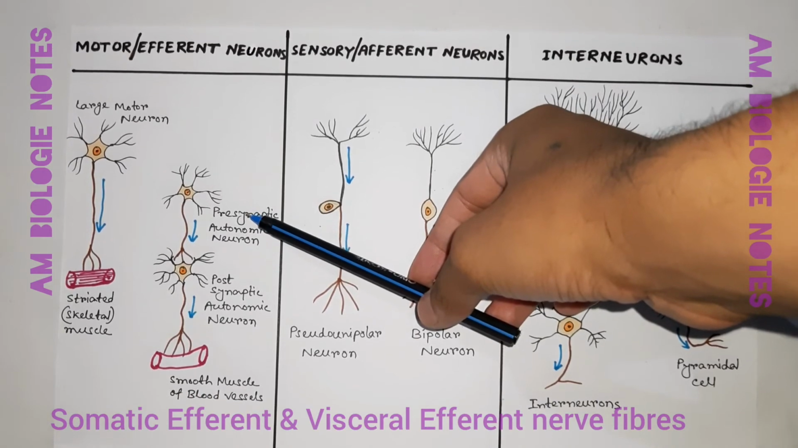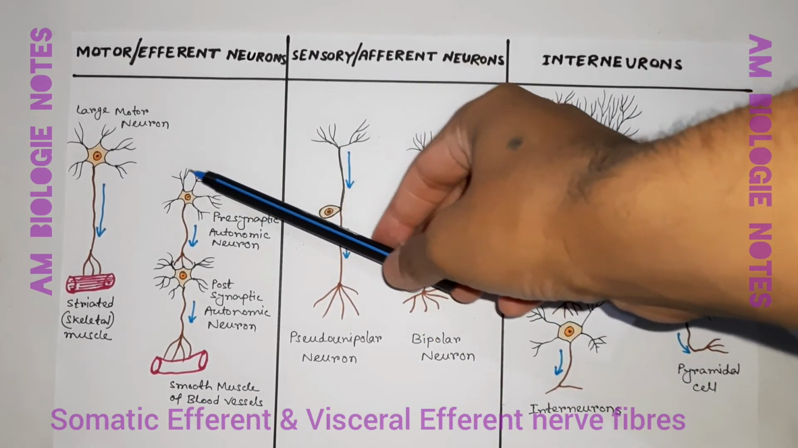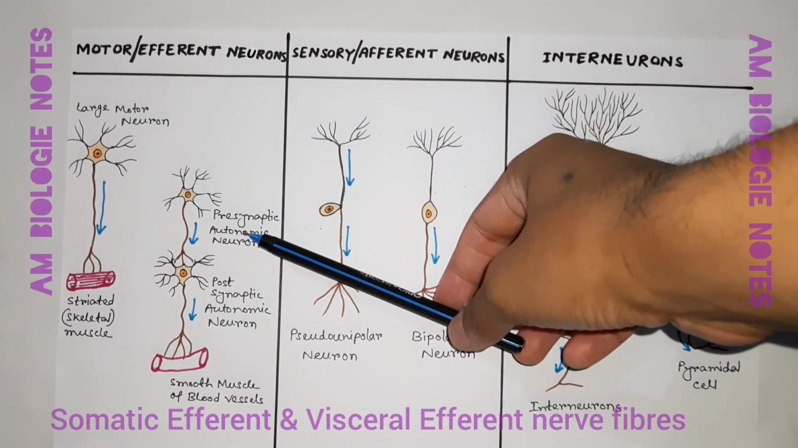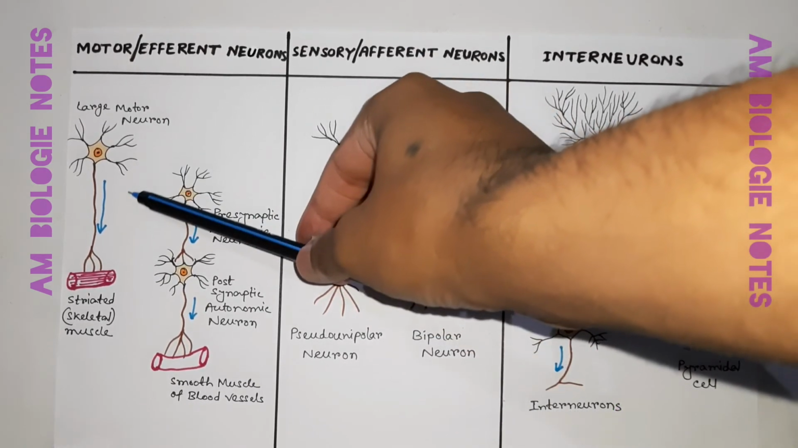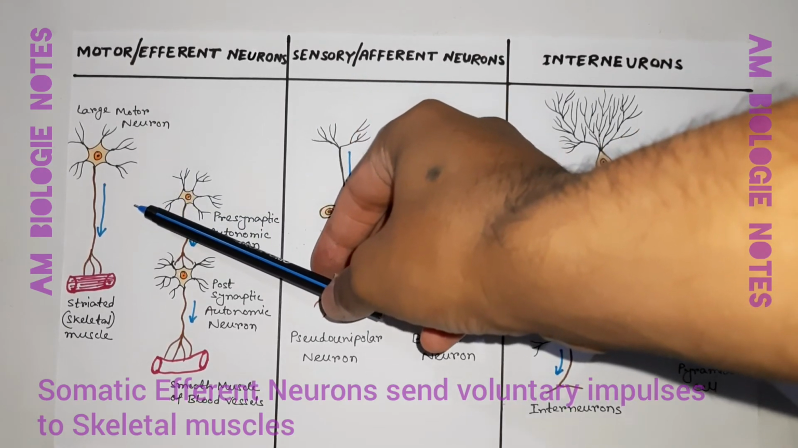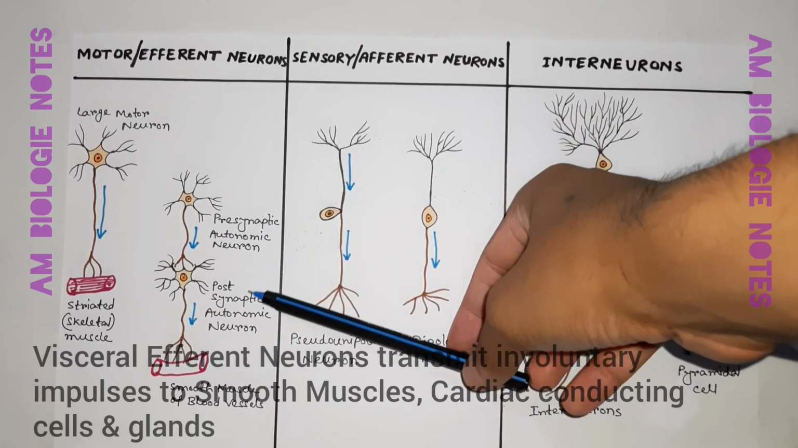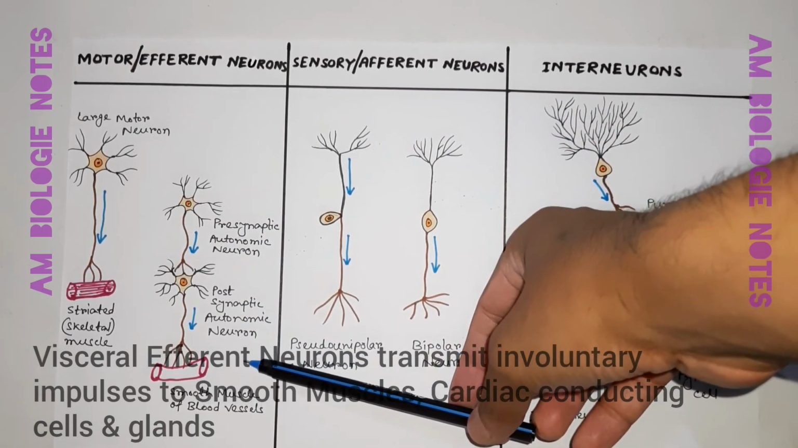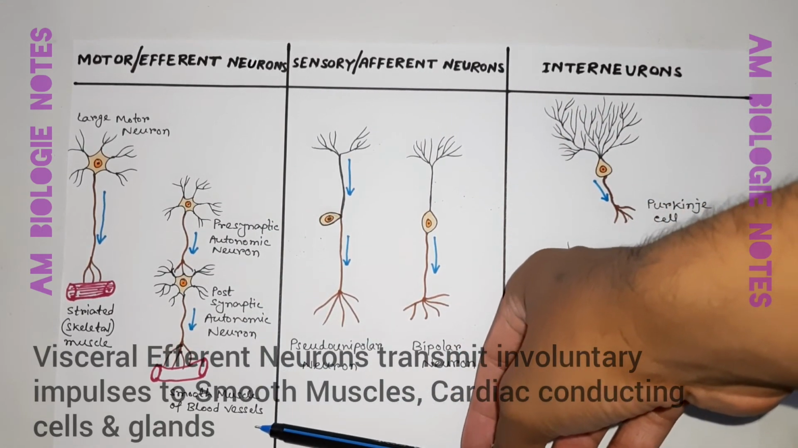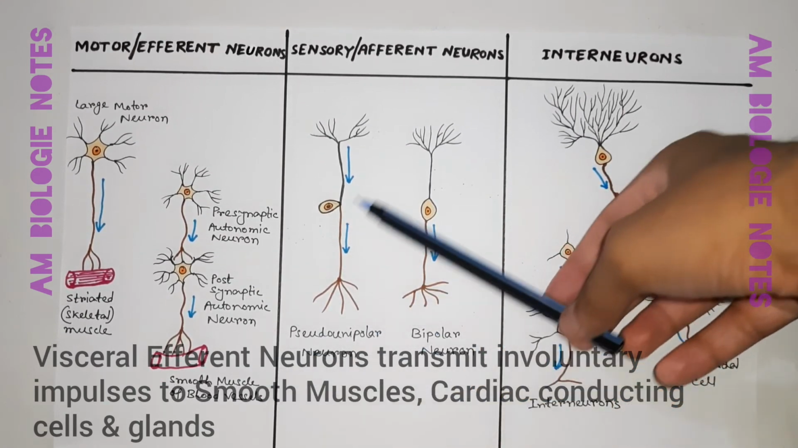Processes of these neurons are included into somatic efferent and visceral efferent nerve fibers. Somatic efferent neurons send voluntary impulses to skeletal muscles. Visceral efferent neurons transmit involuntary impulses to smooth muscle, cardiac conducting muscles, and glands.